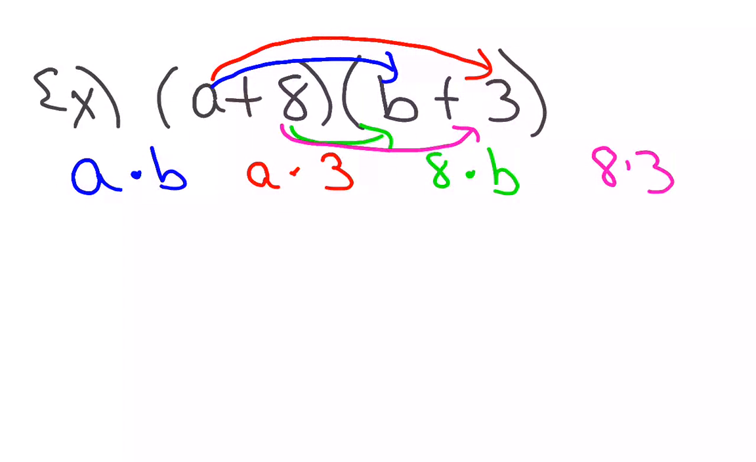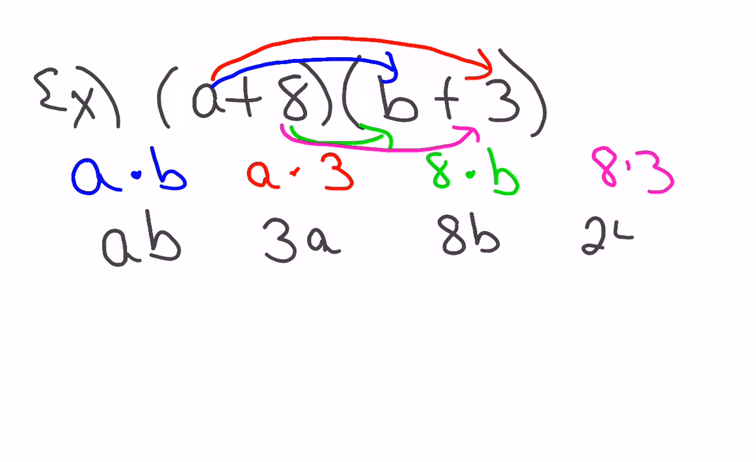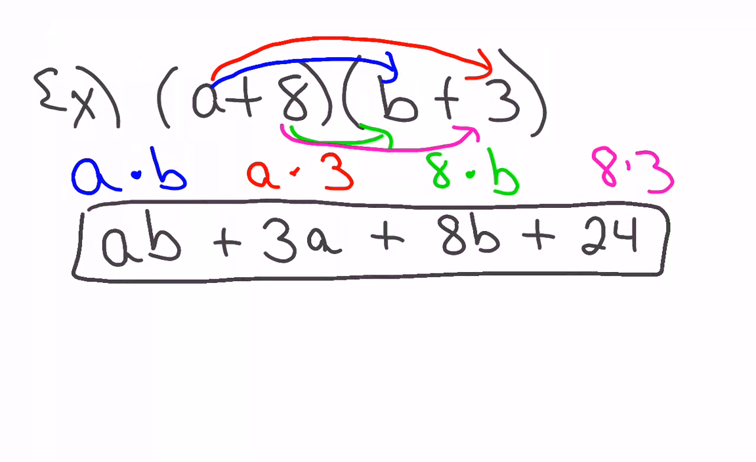So let's go ahead and do those multiplications. A times b is just ab. A times 3 is just 3a. 8 times b is 8b. And 8 times 3 is 24. And it's all plus, so we have plus signs in between here. And now we always look to see if we can combine like terms, but this one is unique because there are no like terms. So in this specific case, we don't have anything to combine, so this would be our final answer.